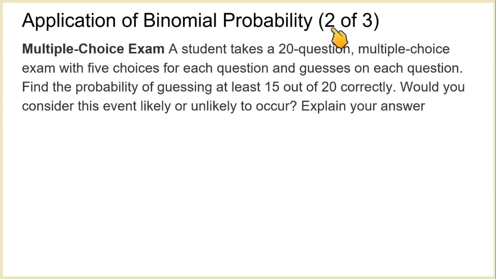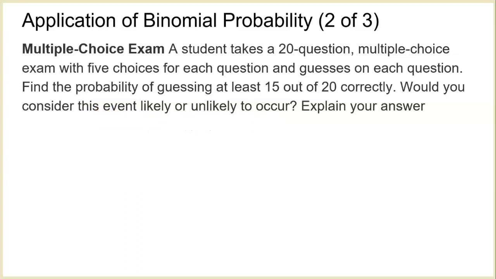This is the second example of applying the binomial probability. Each student takes a 20-question multiple choice exam with 5 choices for each question and guesses on each question. Find the probability of guessing at least 15 out of 20 correctly. Would you consider this event likely or unlikely to occur?